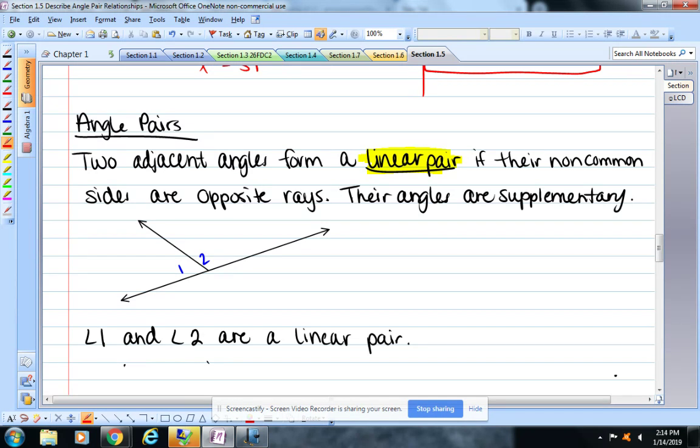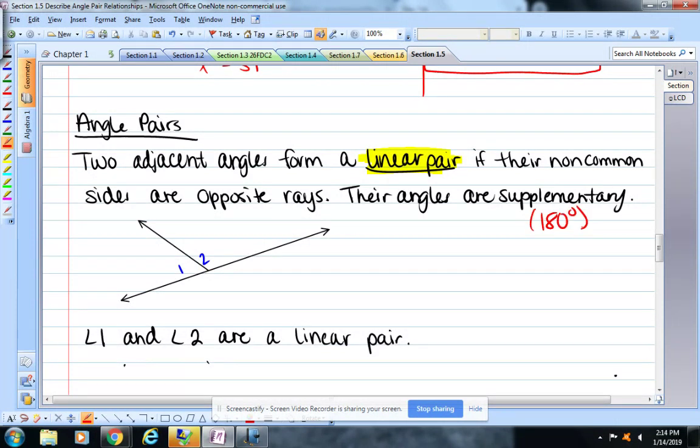So this is just one form of an angle pair relationship. We basically already talked about it. If two angles that touch each other form a straight line, they are called a linear pair, which means their angles add to be what? If it makes a line, it adds to be what? 180. So that's why it says supplementary. That means it adds to be 180.